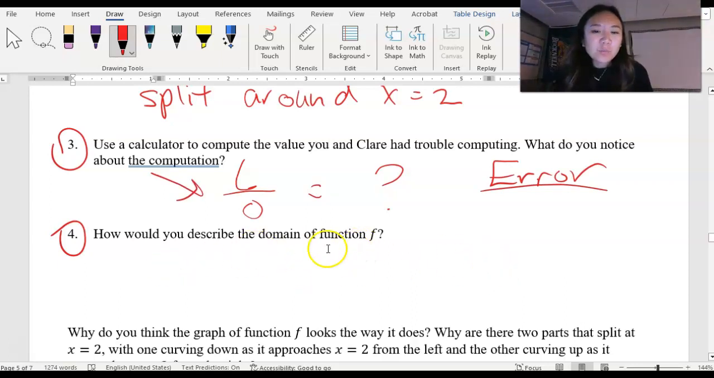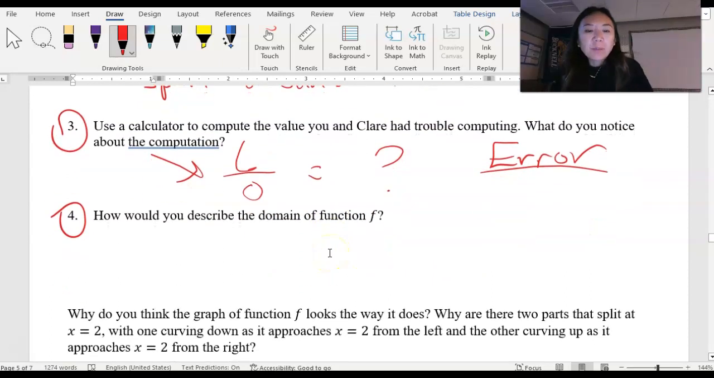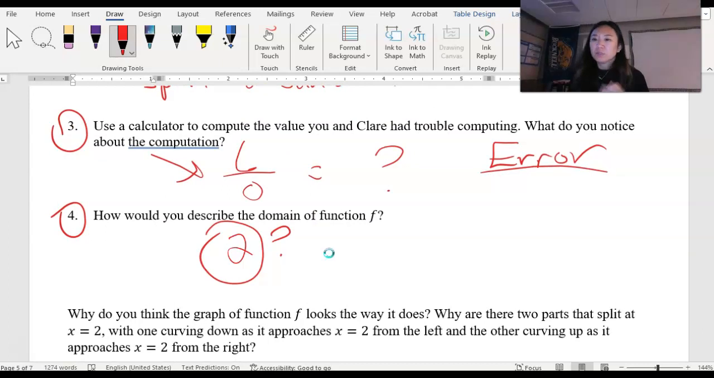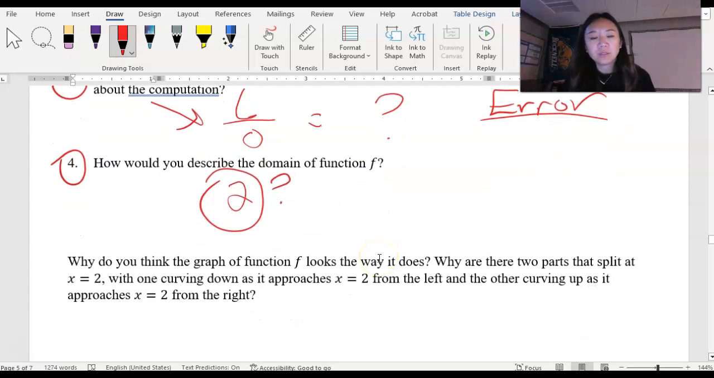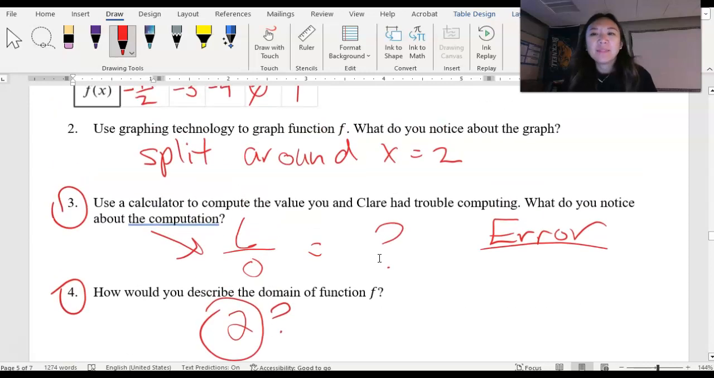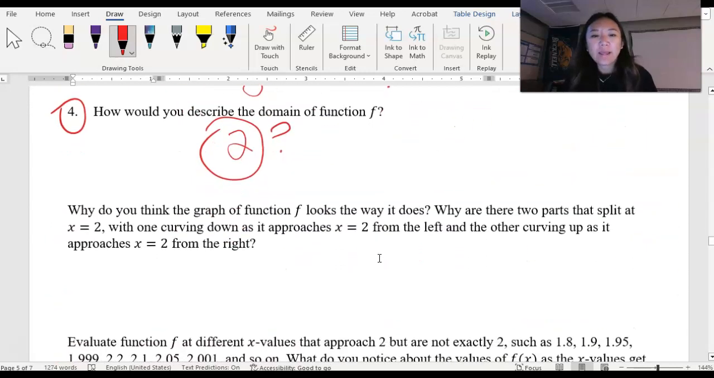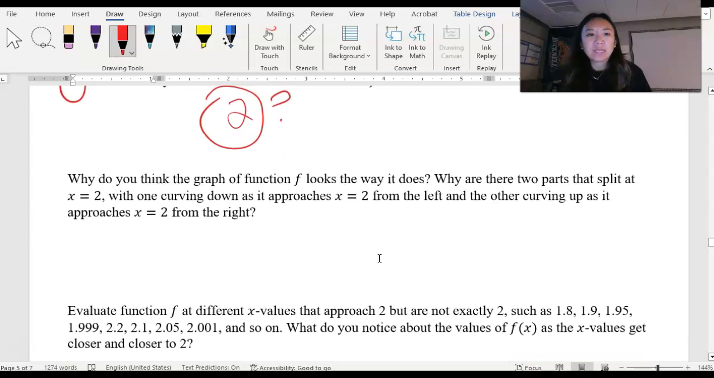And then describe the domain of function f. So the number has to be what related to 2? 2 is going to be crucial to that. So it's going to be less than, or greater than, equal to, etc. But what in relation to 2 for that input? Or what can you say it's not able to be? And then describe again why it looks like this, because again, it can't touch that x equals 2.